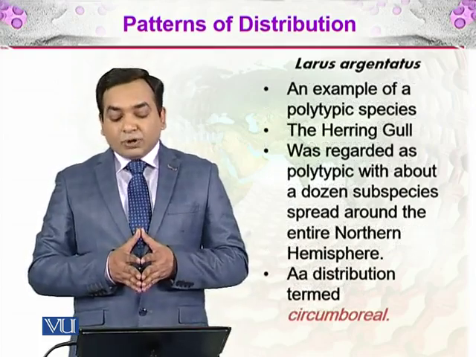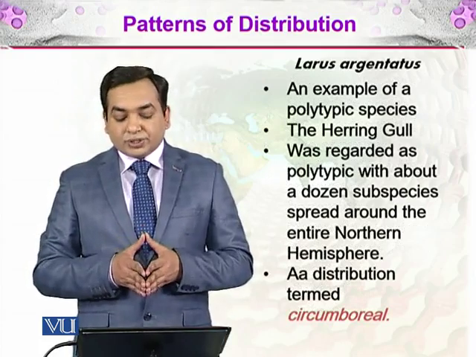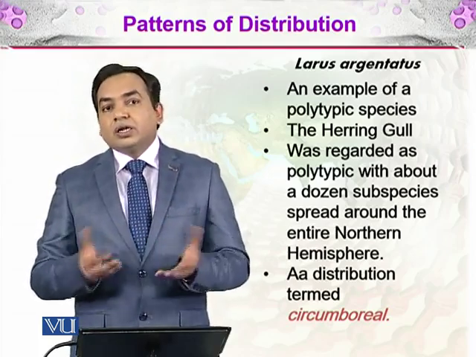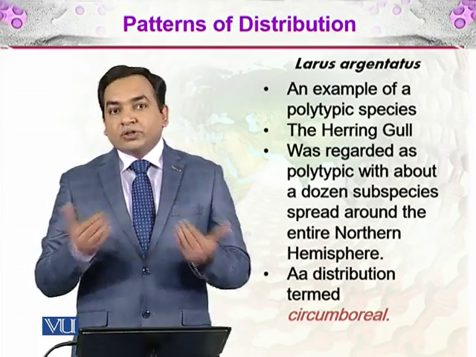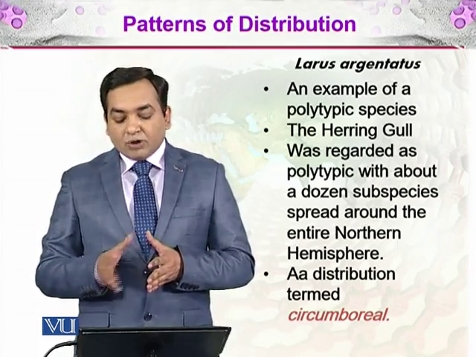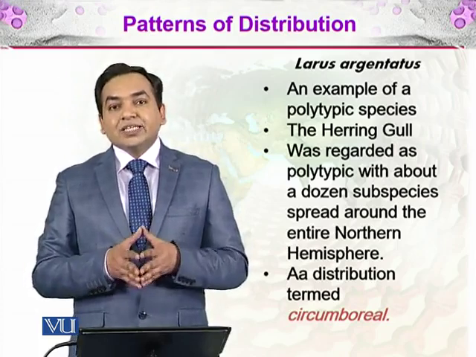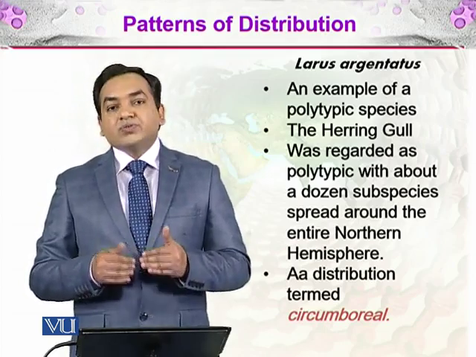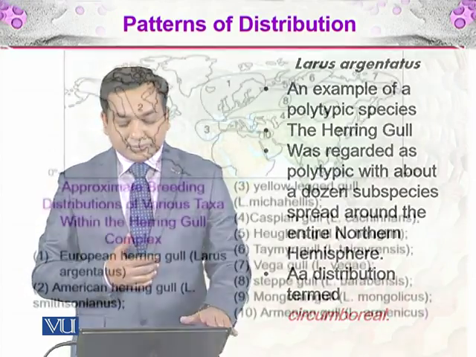Then there is the example of Larus argentatus. It is an example of a polytypic species, and the name of this organism is the herring gull. A gull is a waterfowl, and it is present in different northern areas of the world. It was regarded as polytypic, with about a dozen subspecies spread around the entire northern hemisphere, a distribution which is termed circumboreal. The northern hemisphere is above the equator, all the areas towards the northern side.